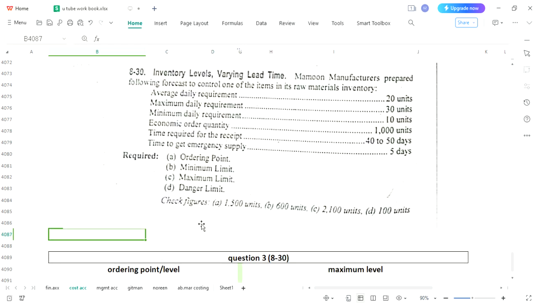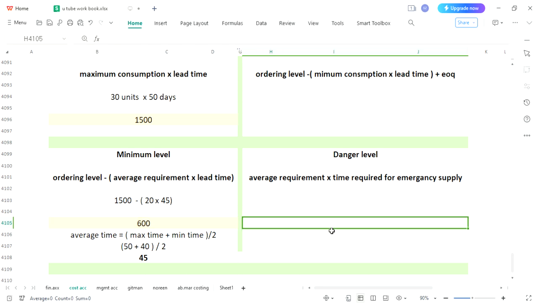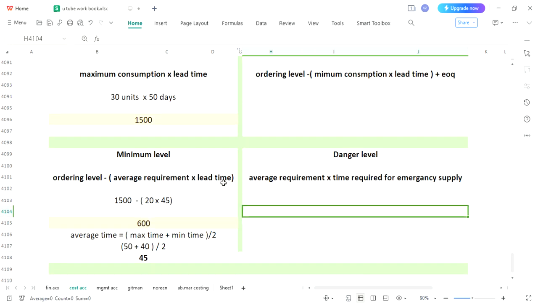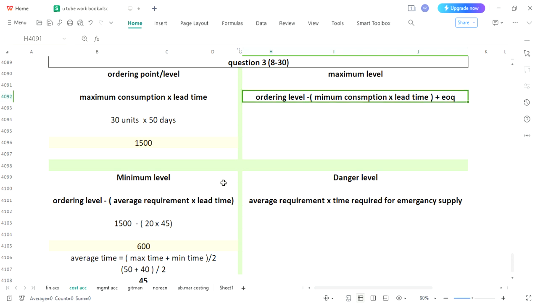Second requirement was minimum limit, and second requirement 600 unit answer, and you have got your answer 600. So it has been completed. Let's mark it as completed. So two requirements are completed. Let's go back and see. Next requirement is maximum limit. So here at number 3 we have maximum requirement or maximum level.